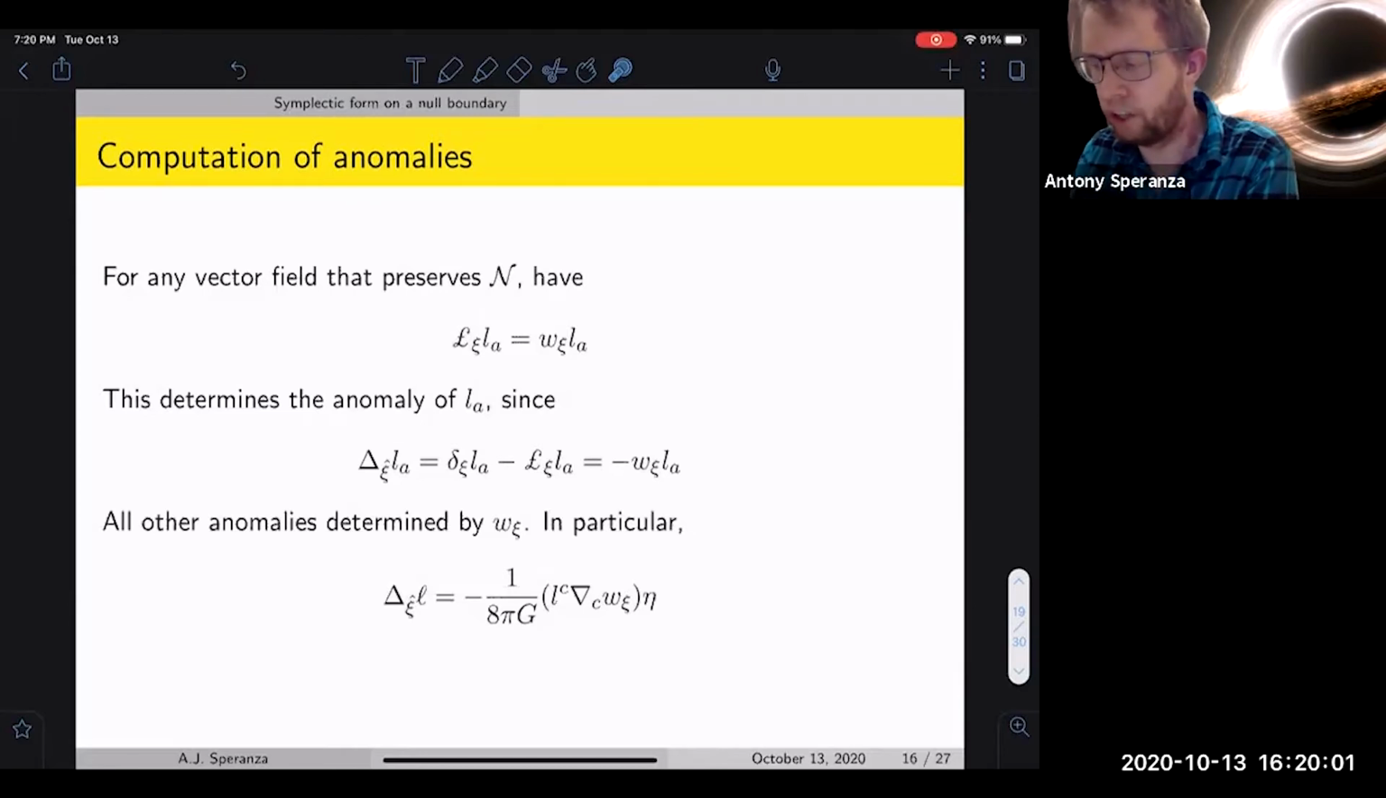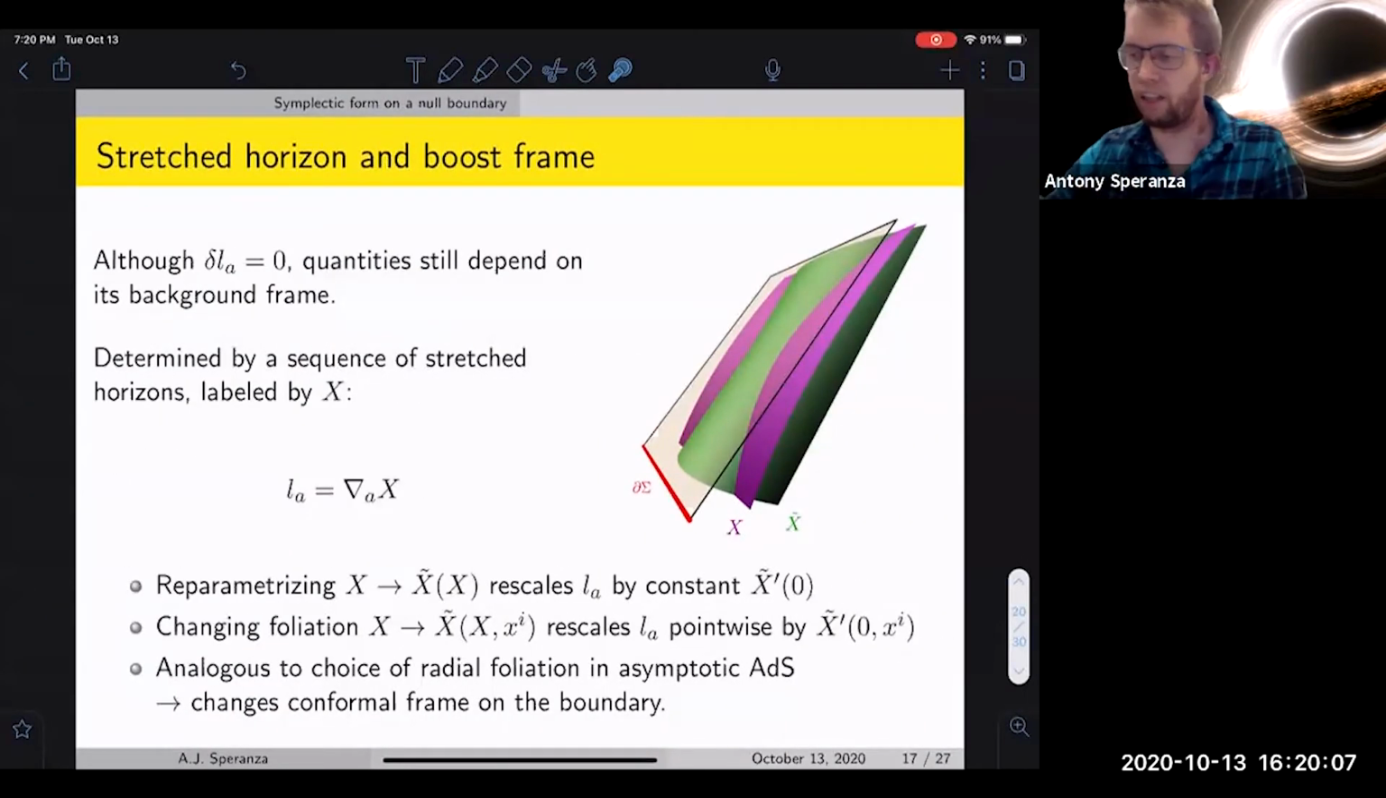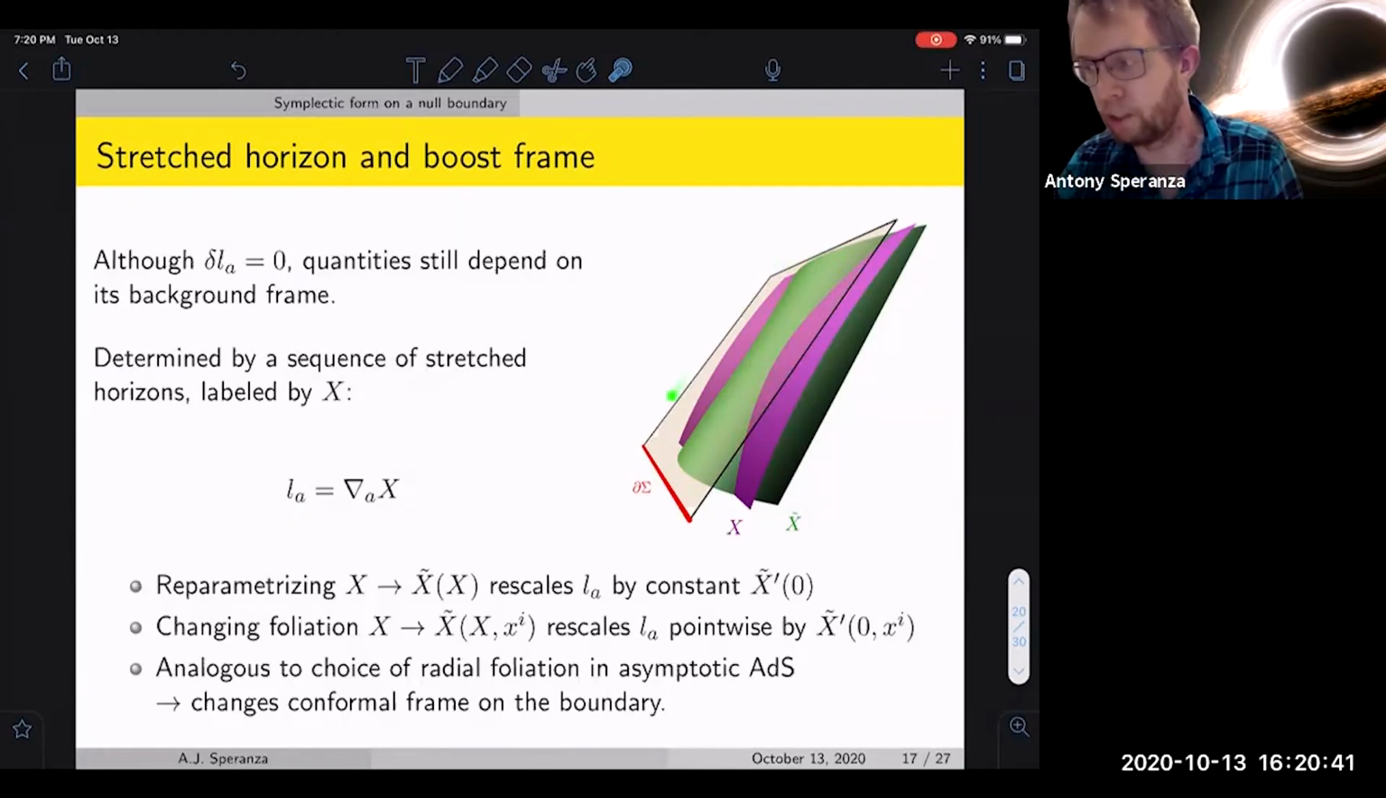Maybe as a final note on this construction at null boundaries, is the way to connect this fixing of L to a choice of Weyl frame. So there's another way you can think of this choice of normalization of L, from this stretched horizon perspective. If you think of a bunch of timelike surfaces that are foliating the near horizon region and asymptoting to the null surface here, the gradient of the function that determines those surfaces will become the null normal of the horizon.